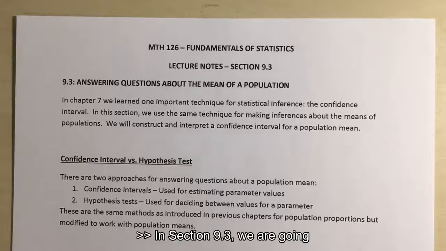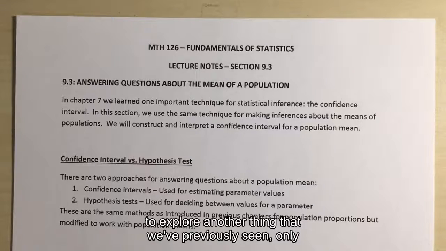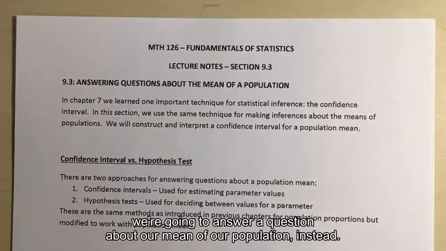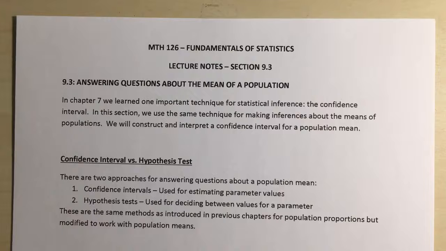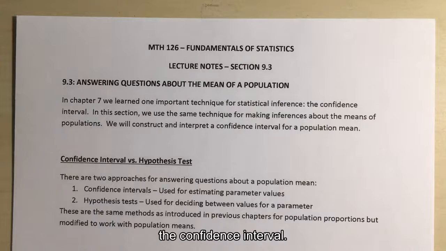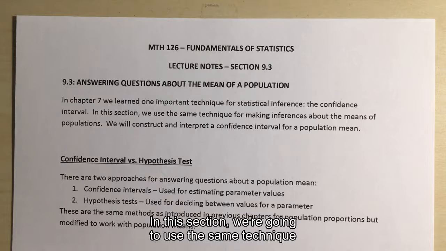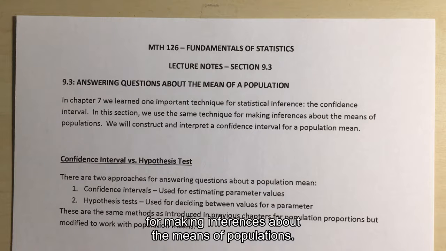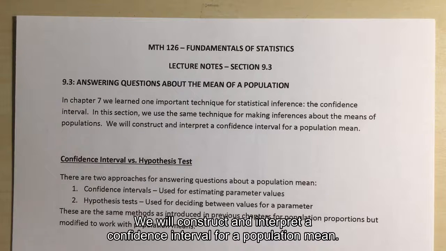Right, so in section 9.3, we are going to explore another thing that we've previously seen, only we're going to answer a question about a mean of our population instead. So in chapter 7, we learned one important technique for statistical inference, the confidence interval. In this section, we're going to use the same technique for making inferences about the means of populations. We will construct and interpret a confidence interval for the population mean.